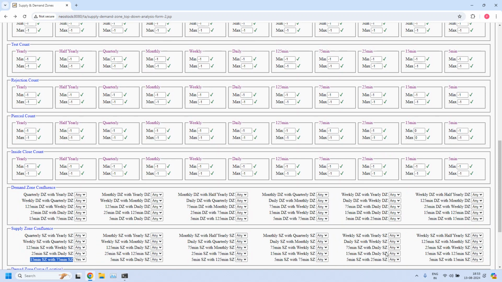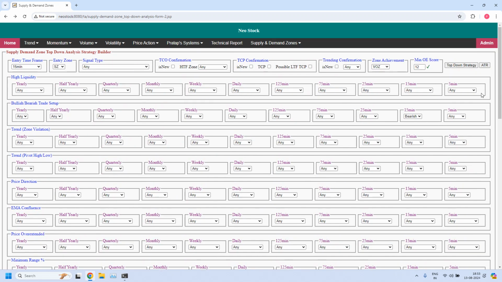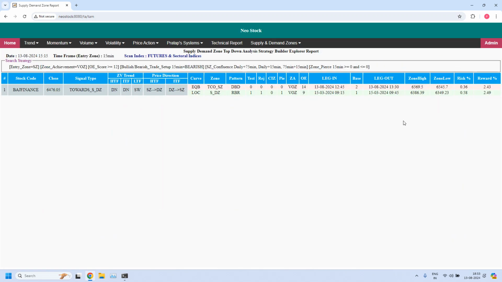So 15 minutes supply zone with the daily confluence also we have to do, HTF confluence, and also ITF and HTF, 75 minutes and daily also I enabled with all these 3. With all these 3 filters, let's look for LTF, HTF, ITF confluence. Only one stock. So that means Bajaj Finance supply zone, 15 minute supply zone is having confluence with 75 minutes and daily. And moreover, it is a fresh zone.